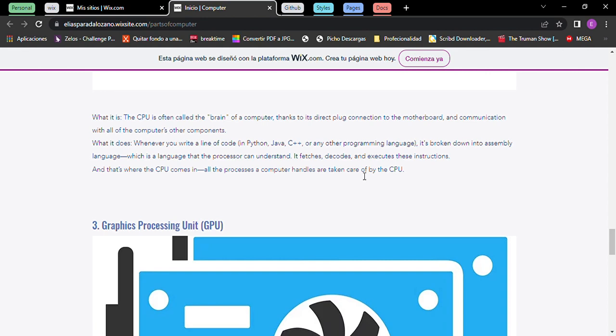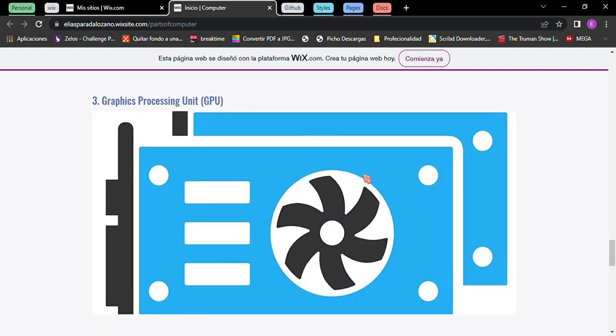What it does: whenever you write a line of code in Python, Java, C++, or any other programming language, it is broken down into assembly language, which is a language that the processor can understand. It fetches the code and executes the instructions, and that is where the CPU comes in. All the processes of a computer's hardware are taken care of by the CPU.